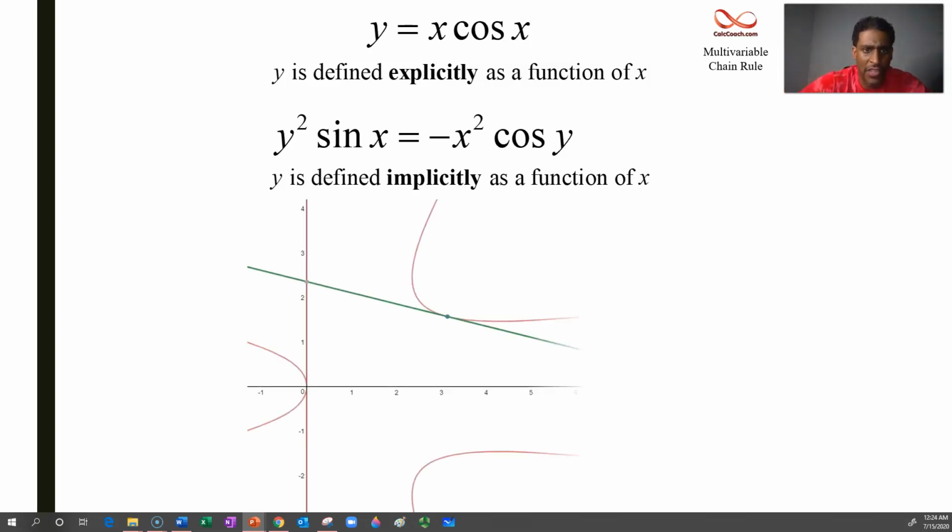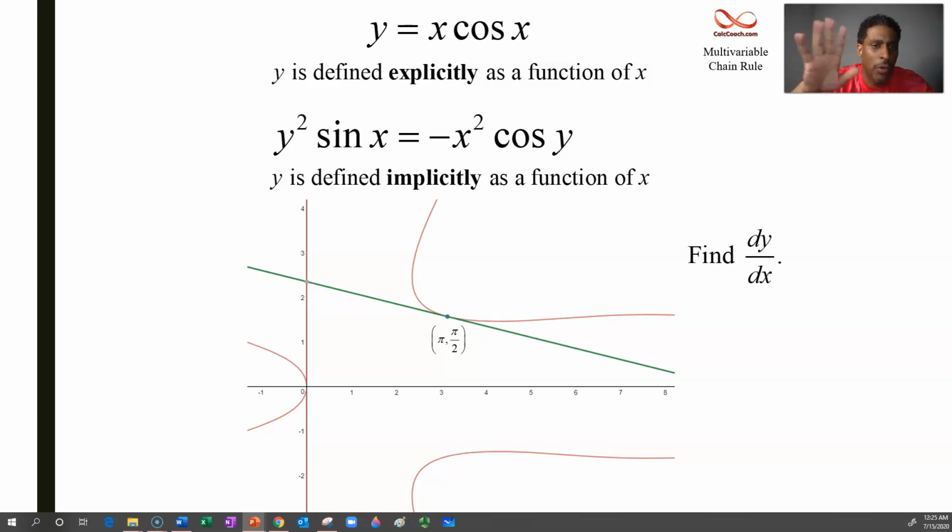When we look at the graph of this guy, it doesn't pass the vertical line test. So technically it's not even a function, but still we might want to measure the slope of the tangent line at a particular value of x and y. And we can do that using implicit differentiation.